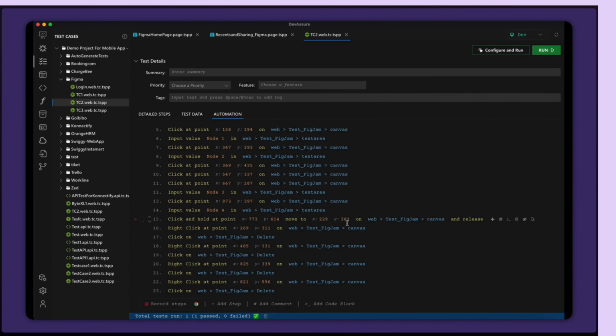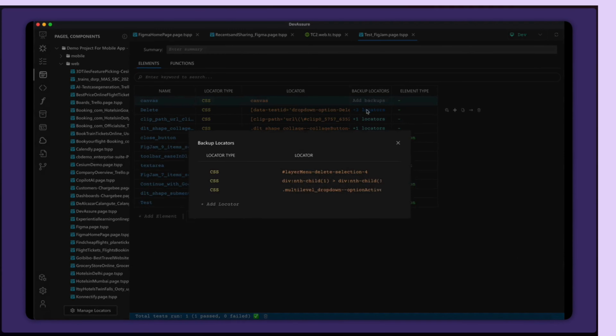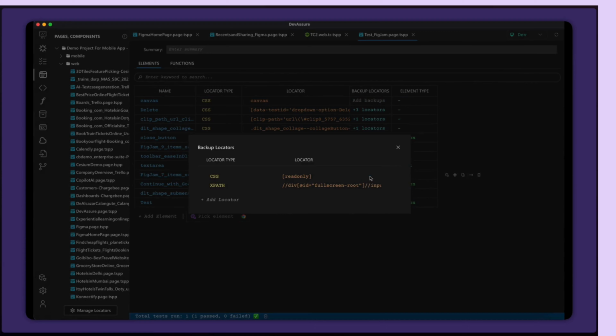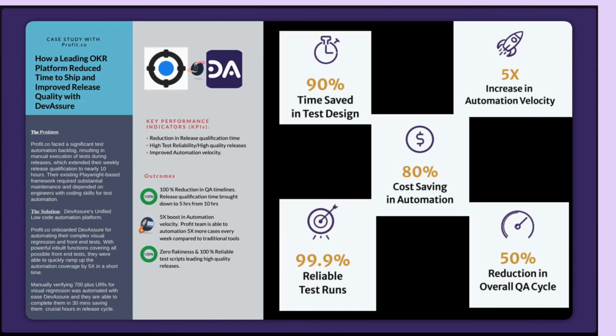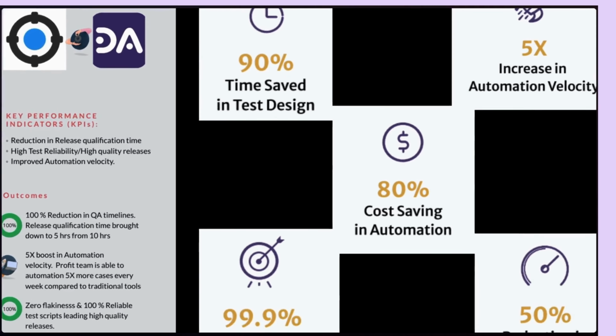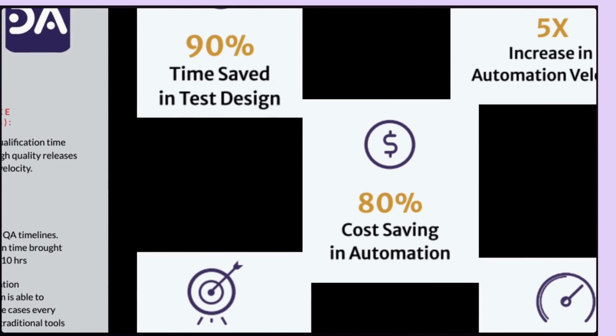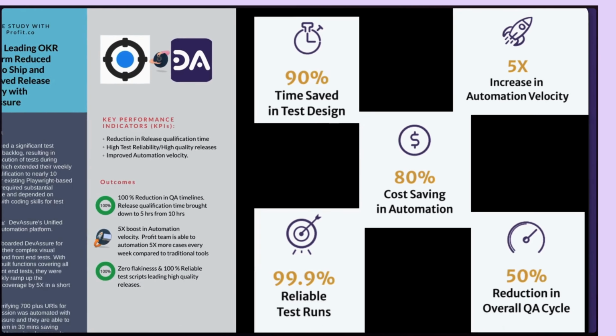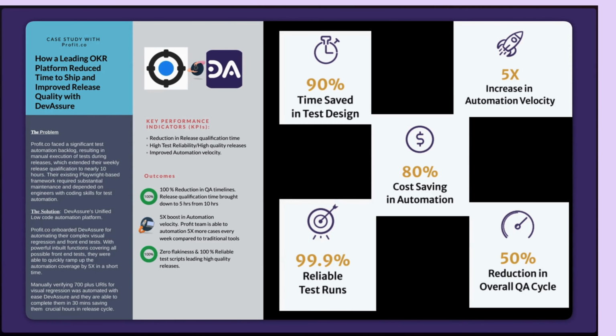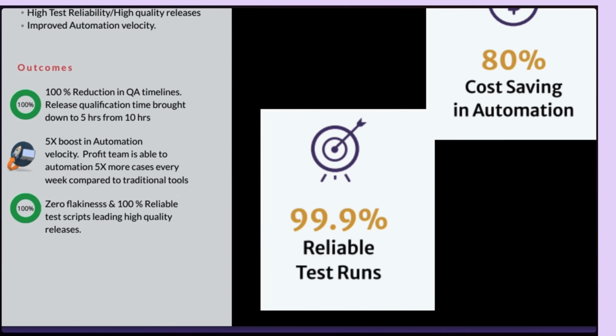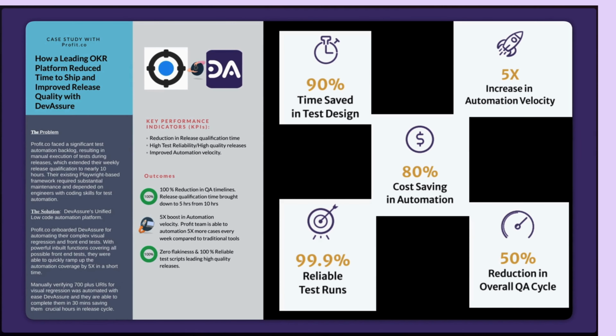Our customers have reported a 90% savings in test design and test case creation, and a 5-fold increase in automation velocity. They've also seen an 80% cost saving in automation due to minimal overhead in test automation maintenance. Even with significant redesigns in your web or mobile application, DevAssure guarantees 99.99% reliable test runs.